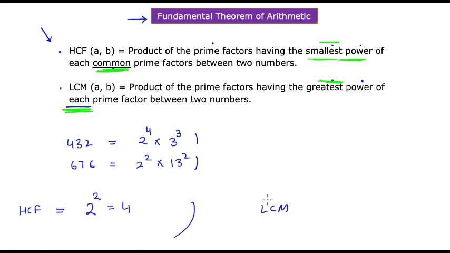Now let's take a look at LCM. LCM is the product of the prime factors having the greatest power of each prime factor. So let's go one by one. First, I have a prime number 2, so LCM will be 2, and what's the greatest power? I see that the greatest is 4, so I'll take the 4 here. Times, next prime number is 3. I'll take 3. The greatest power is 3 because there is no other 3 in these two numbers, so I will take this. Then I will take 13, and 13 has the power of 2. Right? So this is it. So this is my LCM of these two numbers.